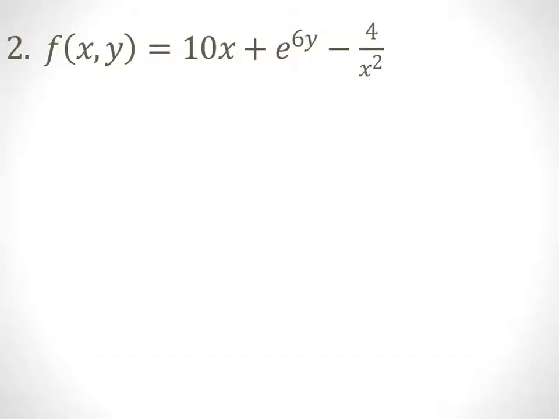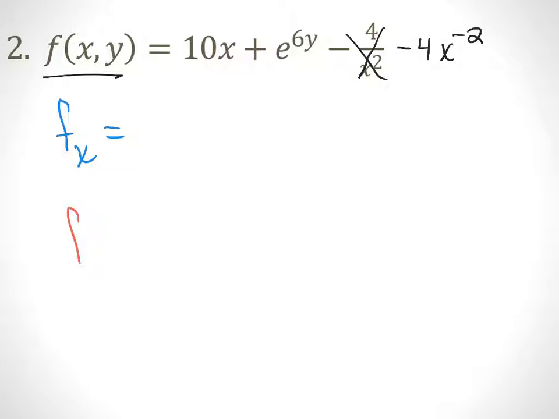Here's another function. It is a function of x and y, so we have two variables. We can see them there. Before we do anything, we know we want to rewrite this guy to be negative 4x to the negative 2 so that we can use our power rule. We need to find f sub x and f sub y, the first order partial derivative with respect to x, and the first order partial derivative with respect to y.